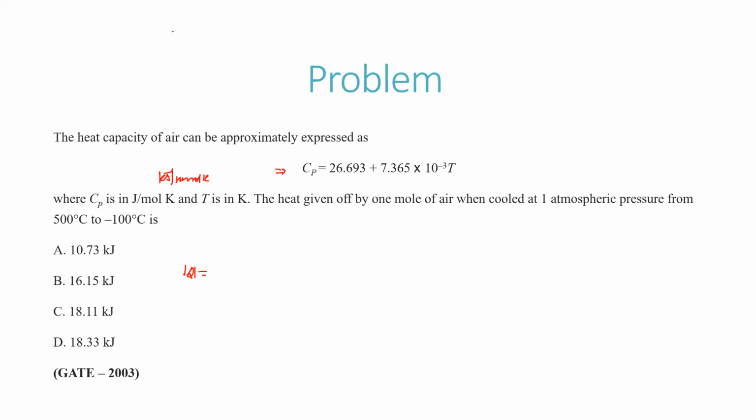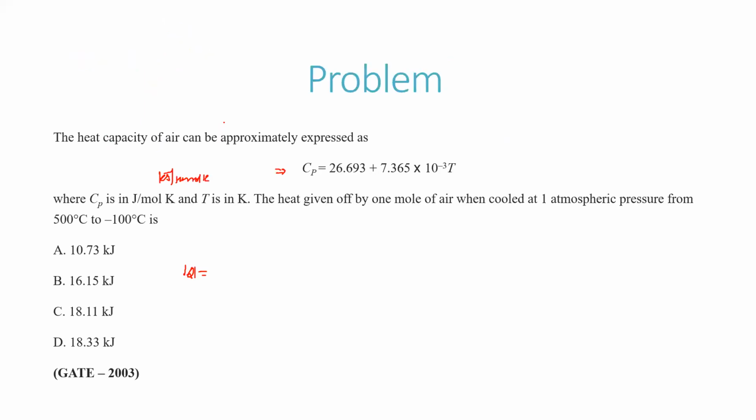Therefore, the mod of Q, since at constant pressure, mod of Q is equal to mod of delta H or mod of dH, which is nothing but integral n Cp dT from lower temperature to higher temperature. So over here, it's minus 100 degrees Celsius, which is 173 Kelvin, to 500 degrees Celsius, which is 773 Kelvin. So we are going to integrate this equation.